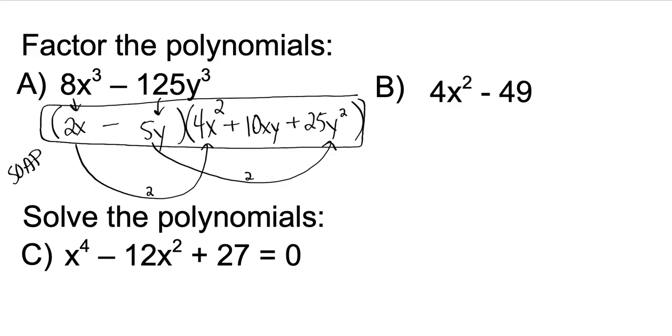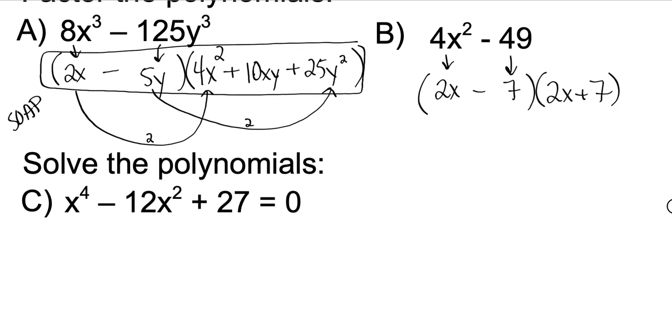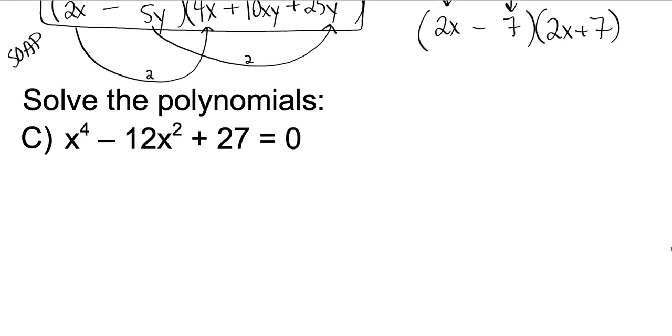Second one over here, they're both perfect squares. All right, so I'm doing difference of squares. So the square root of that's going to be a 2x. Square root of that's going to be a 7. I do 2x minus 7, 2x plus 7. That's how we do difference of squares. And then one more before we're done.